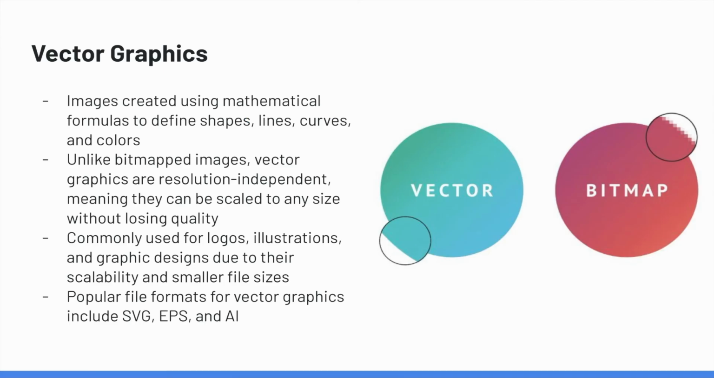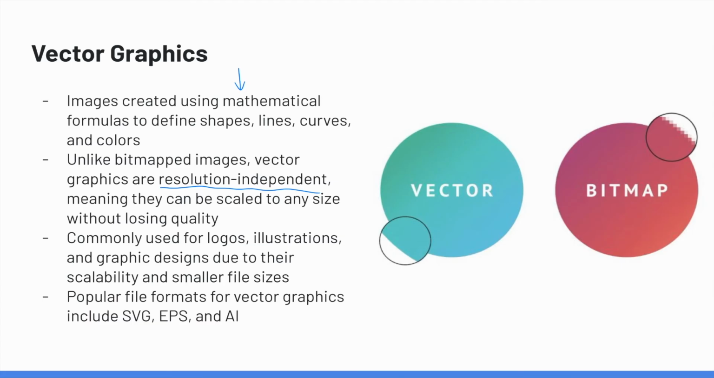And the next concept we're going to get into is called vector graphics. With vector graphics, we're no longer creating images with just pixels, but we are actually using mathematical formulas to define geometric shapes that will then make up our image. These are resolution independent, meaning no matter how big or small we make them, they're going to look the same without losing quality.